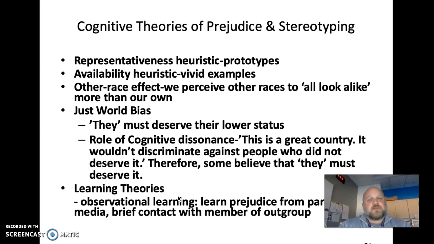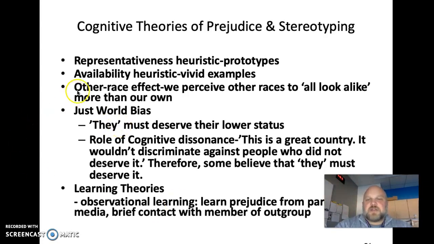Availability heuristic, vivid examples. Maybe with a certain group of people you had a bad experience and it's vivid in your mind. Oh, remember the time that purple person stole something from me, and now you think all purple people are bad. You have that vivid example, it's fresh in your mind, and because of that, that mental shortcut causes you to have prejudice.